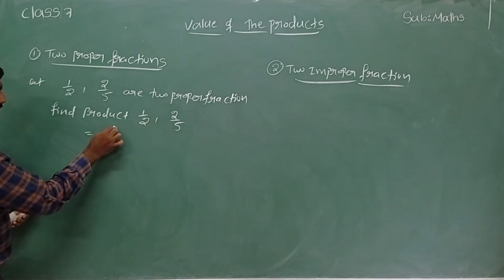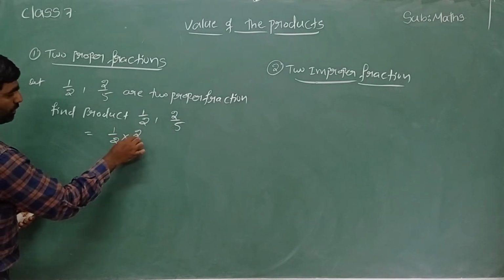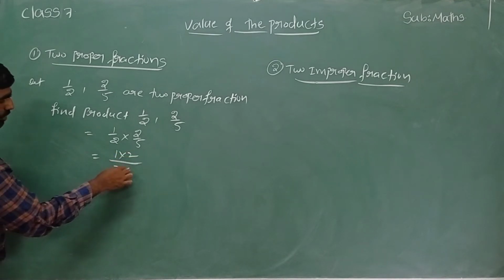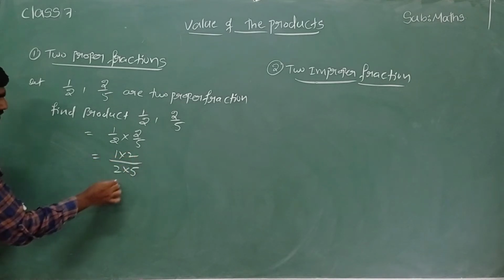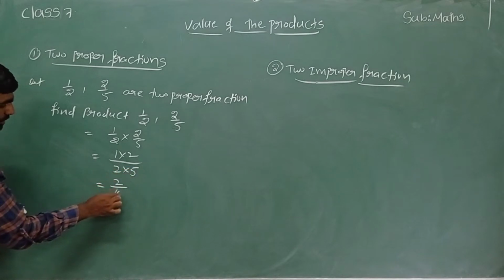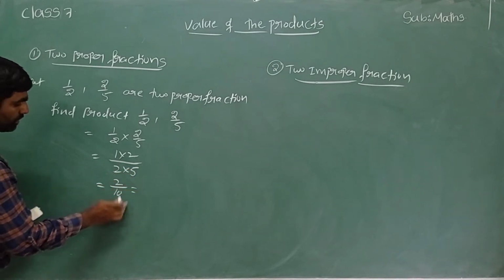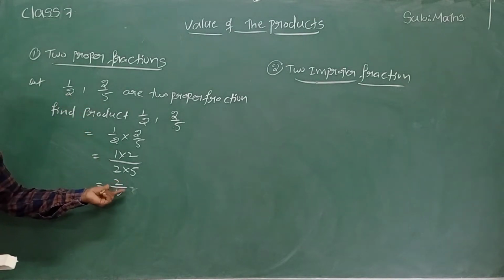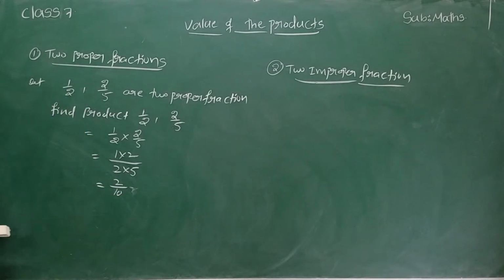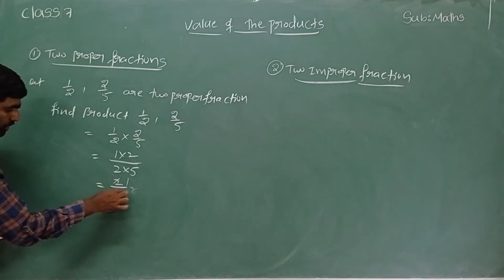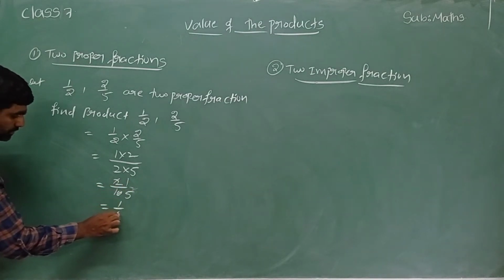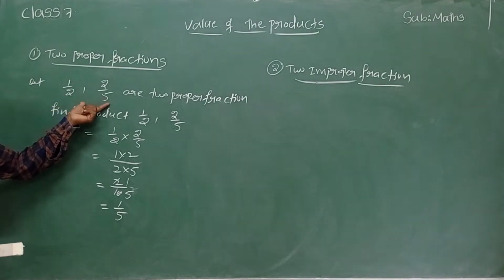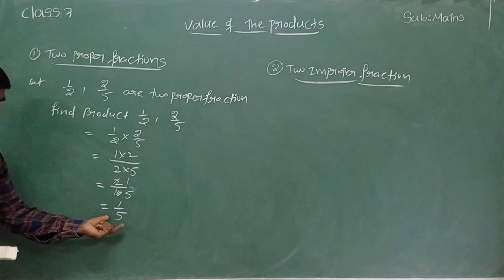Multiply these both: 1 by 2 into 2 by 5. Multiply the numerators, multiply the denominators. 1 2s are 2, 2 5s are 10. Now by multiplying these two, I got 2 by 10. We can convert it to lowest form also. 2 1s are 2, 2 5s are 10, so it is equal to 1 by 5. By multiplying these two proper fractions, the result is 1 by 5.